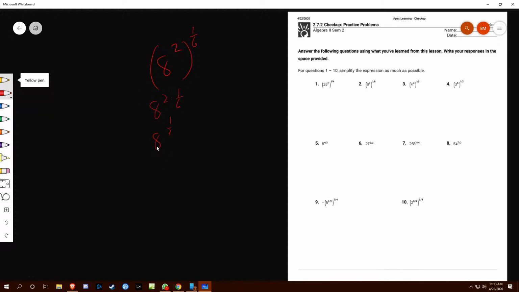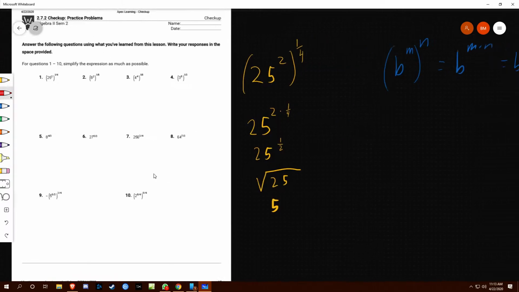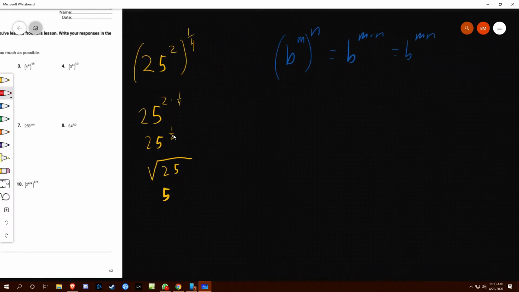Now, 8 to the 1/3 power, which we could plug into a calculator if we wanted to, is also the same as the cube root. Notice how the denominator of the fractional exponent becomes the index of the root. So the number here is the index. If we go back to our other example, 2 was my denominator, and then it's a square root.